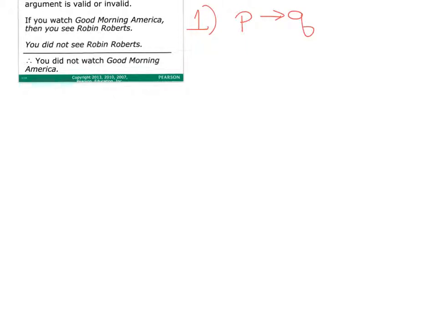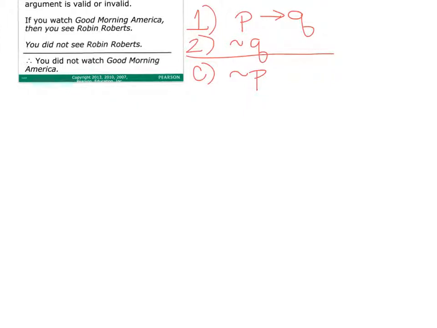Our second premise says you did not see Robin Roberts. Well, seeing Robin Roberts is Q, so not seeing her is the negation of Q. And now I get to write the conclusion. The conclusion is then you did not watch Good Morning America. Well, watching Good Morning America is P, and supposedly we did not watch it, so that would be the negation of P, and that's our conclusion.